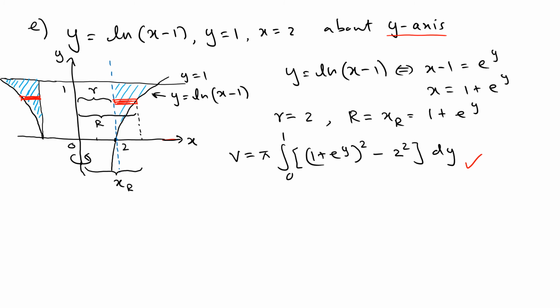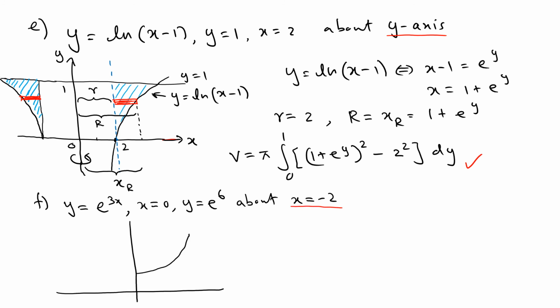As the next one, let's do one from exponential functions. The problem is y equals e to the 3x, x equals 0, y equals e to the 6, about x equals negative 2. So we're going to get these graphs. This is the shape of the graph e to the 3x. We have 0, and this passes through 1, that we know. And this is e to the 6, so the line is y equals e to the 6.